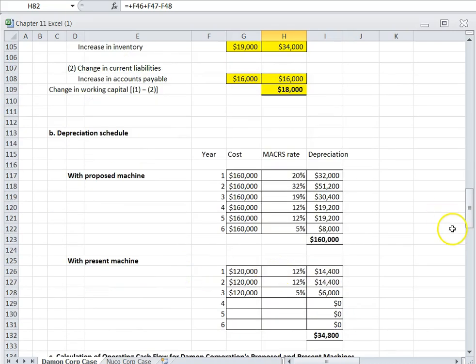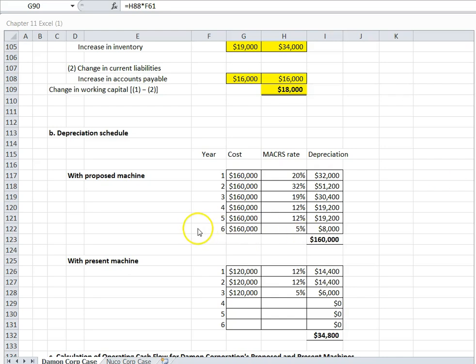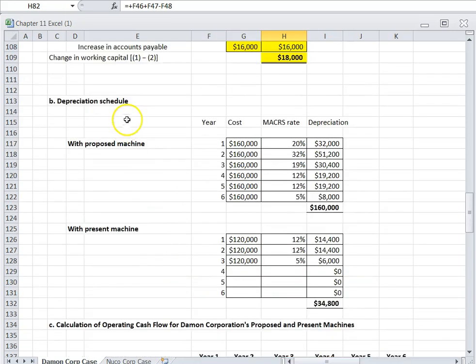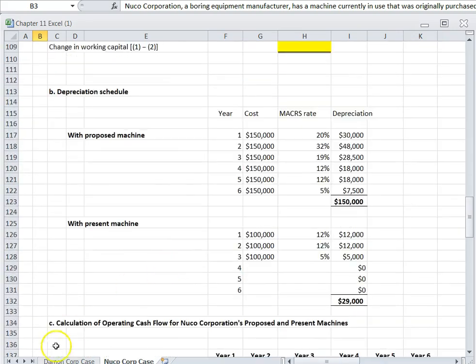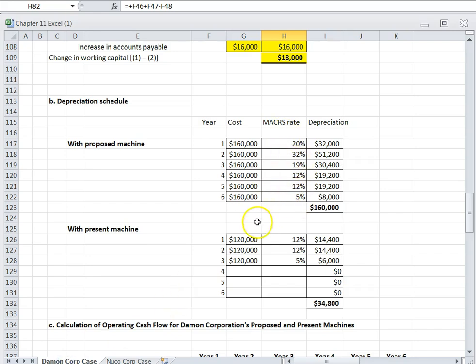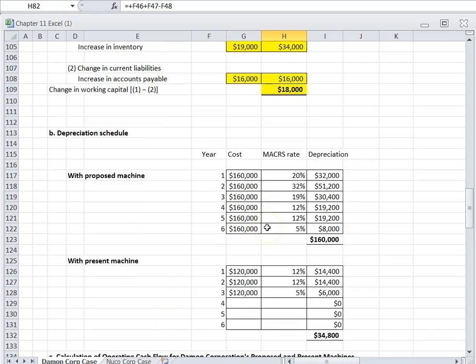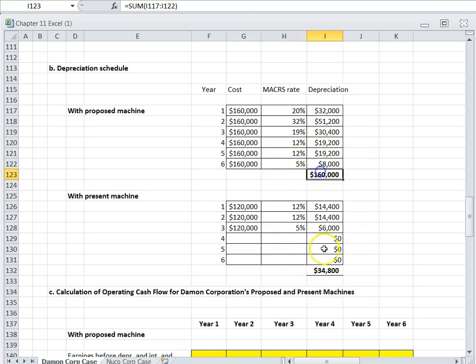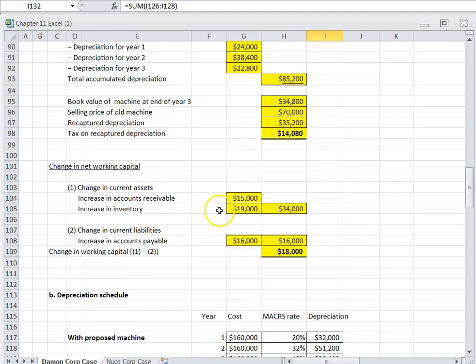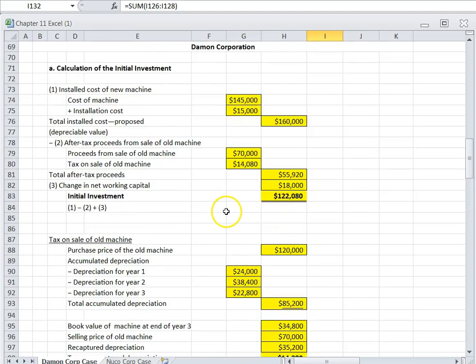So if we come down here, you will see that I have very nicely already done both depreciation schedules for you in the problem. Is that the case on both sides? Yes, that was very nice of me. So this is already completed, and this is the depreciation. So I just took the cost of the machine and I broke it out by the depreciation percentages to get the total depreciation. Now, I actually could have used that number.